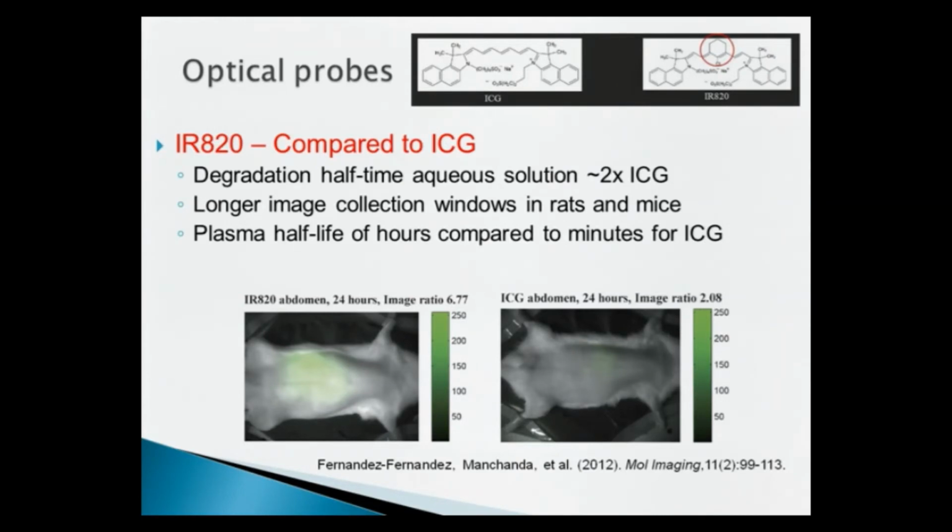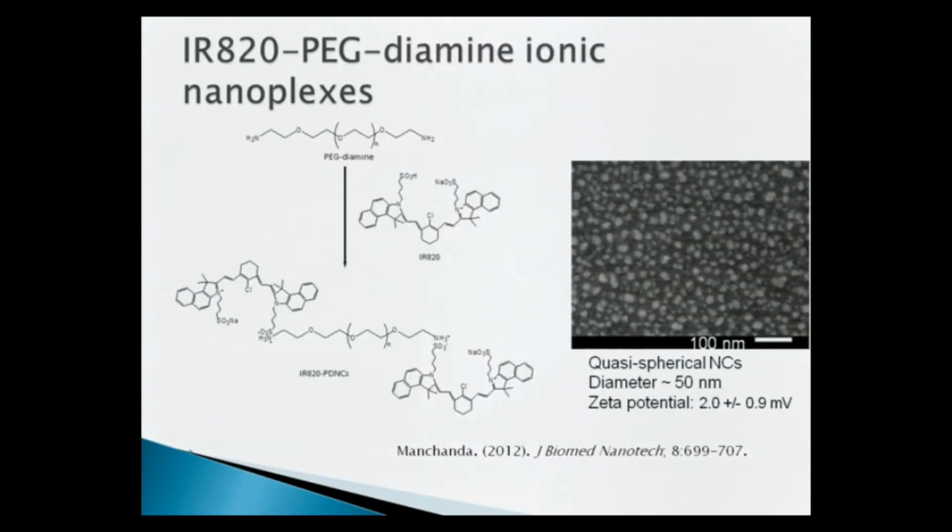So we were comparing it to another compound, IR820, and the only difference between the two is this chloro group, this ring here with the chloro on it, which increases its stability, but we can also take advantage of this group here for some binding, which is much more difficult for ICG. We did some of this in rats, and the degradation half-life is twice that of ICG, and the plasma half-life was much longer, hours compared to only minutes for ICG, which allows more time for the uptake of the chemical into a tumor, if that's the application. So we generated some IR820 PEG diamine ionic nanocomplexes.